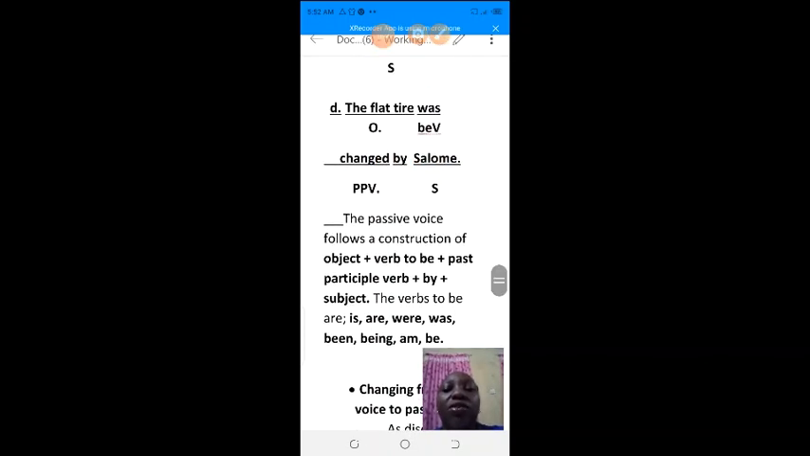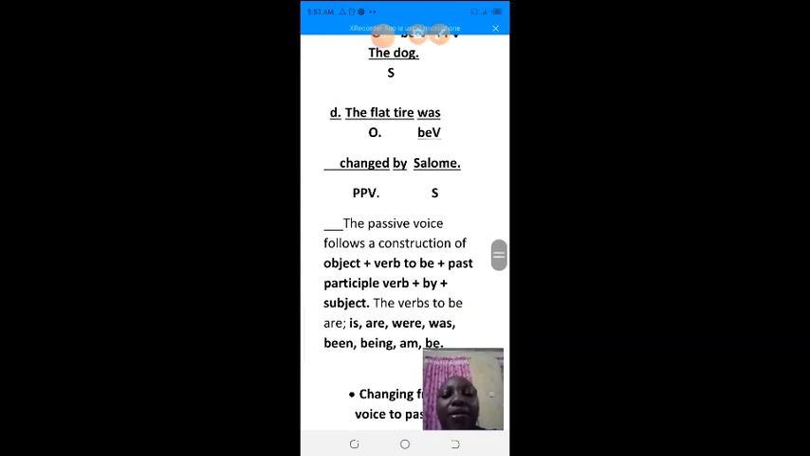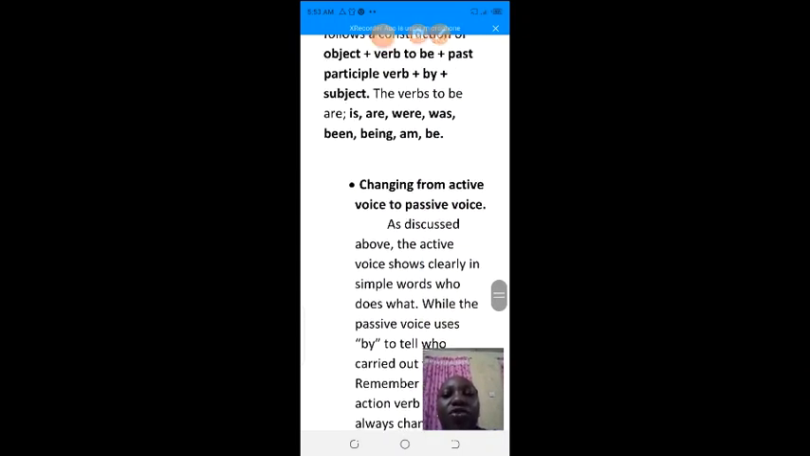If you go back to your example, let's see the last example. Object, the flat tire, the verb to be was, past participle verb changed, the preposition by, and the subject Salome. So object plus verb to be plus past participle verb plus the preposition by plus subject. That is how we form our passive voice, passive construction.